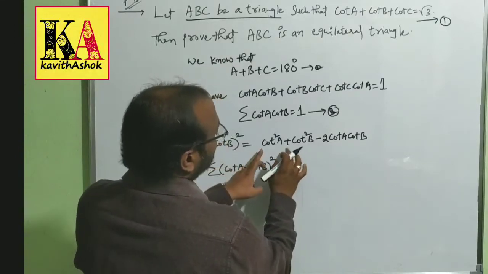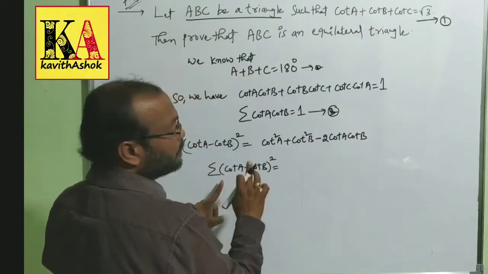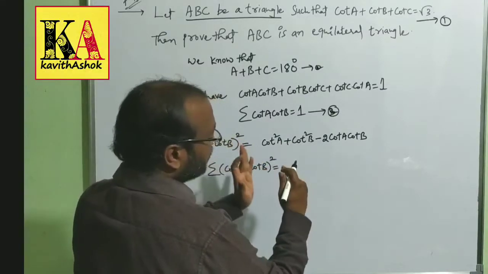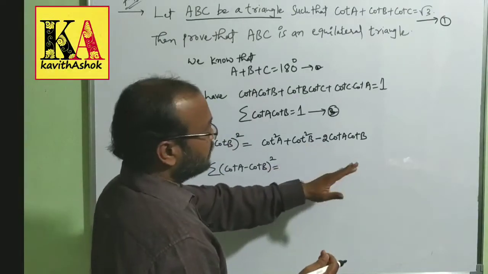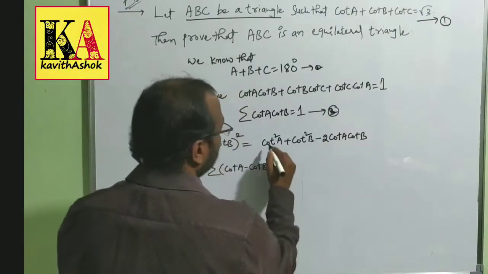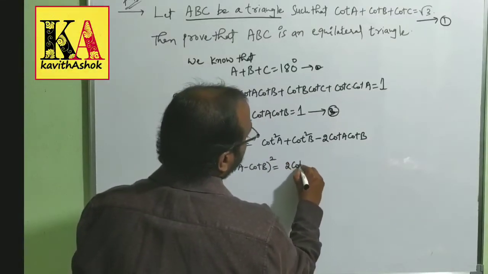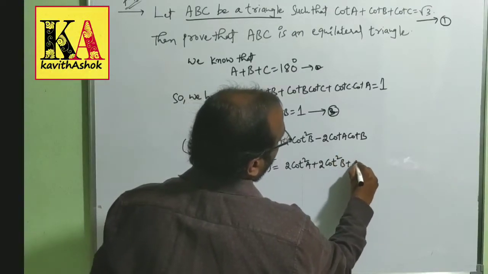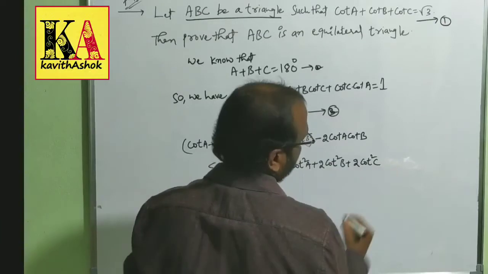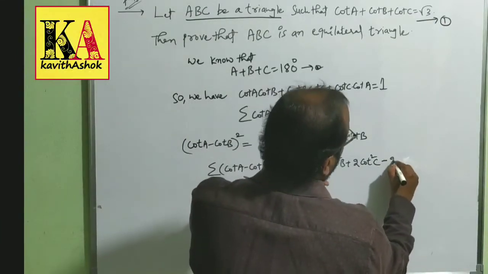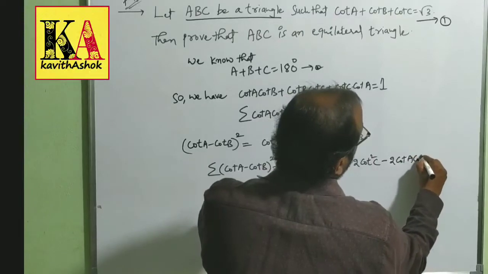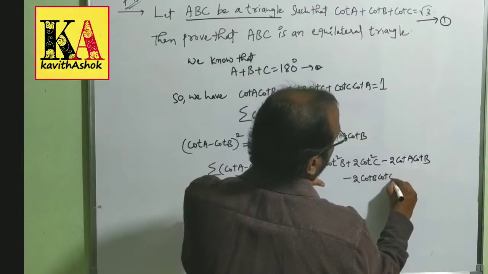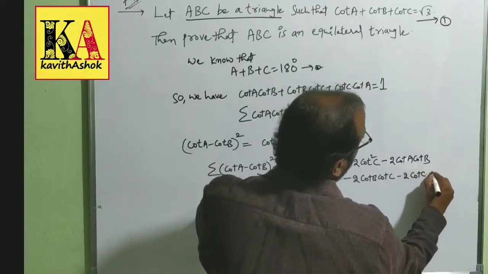So what can we get? Summation is applicable for A, B, C. So we can get here cot square A twice, cot square B twice, and this will be repeated. So what can we get here? We can get 2 cot square A plus 2 cot square B plus 2 cot square C, along with that minus 2 cot A cot B, minus 2 cot B cot C, minus 2 cot C cot A.